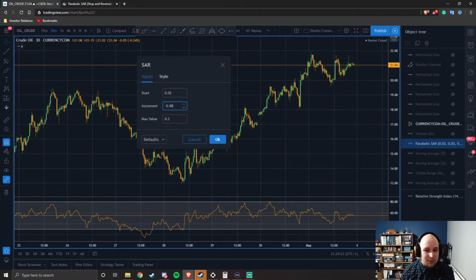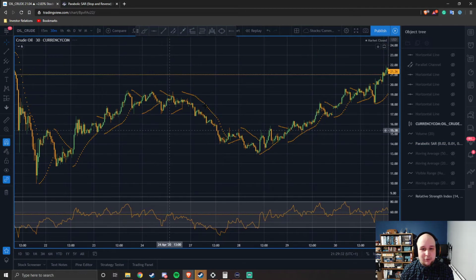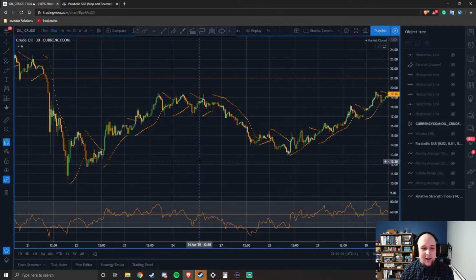But I do sometimes change this down to 0.01, especially if I'm looking at higher time frames. What that does, as you can probably see already, is keep it further away from the price for longer. And essentially it widens that stop loss.